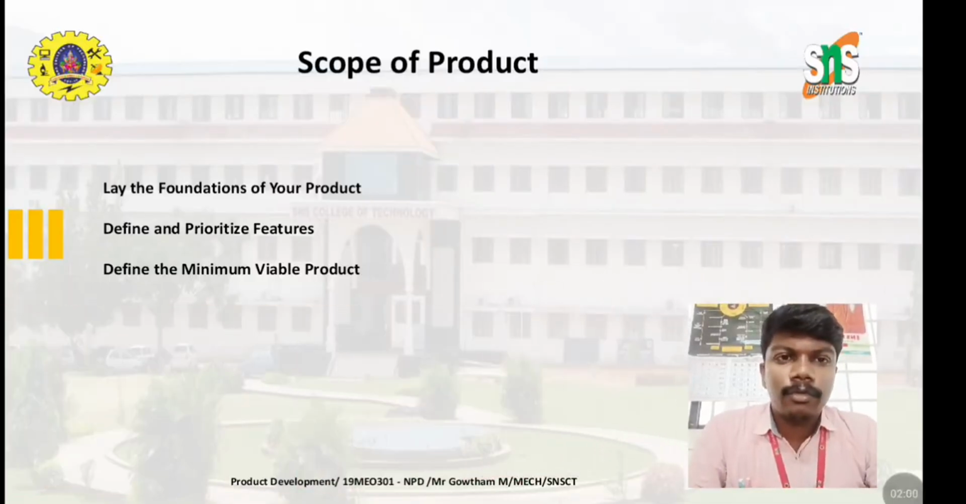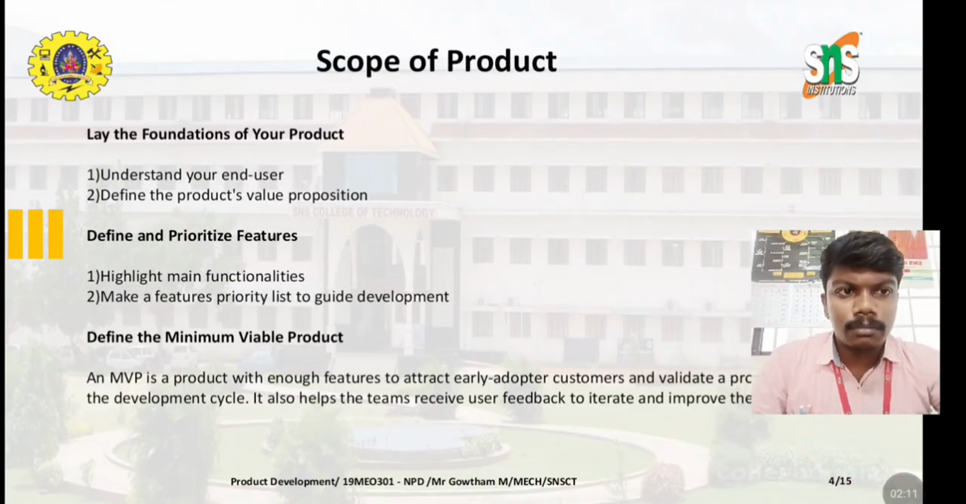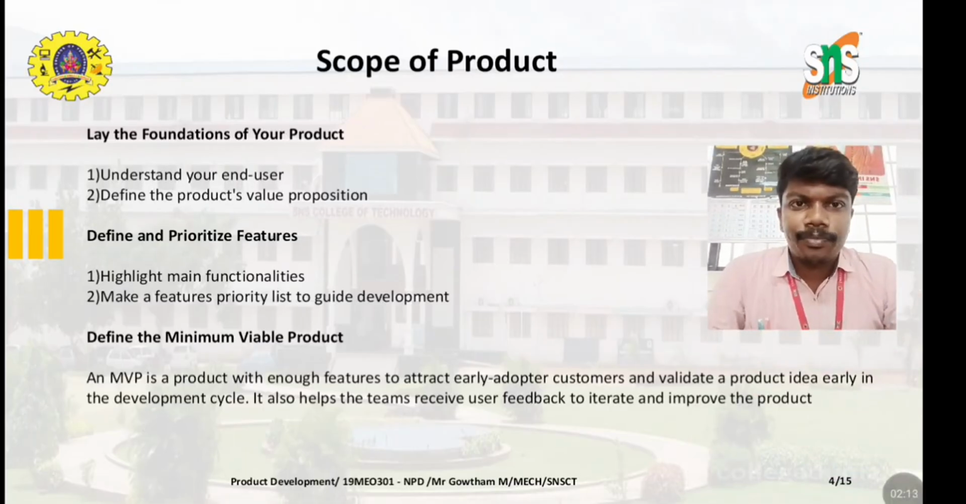Lay the foundation of your product, then followed by the definition of prioritized features, then define the minimum viable product, which is the scope of the product. Next, lay the foundation of your product, which comes under understanding your end user, what they need and what they are expecting from us, then define the product's value proposition, then define and prioritize, highlight main functionalities and make sure the priority guides development.